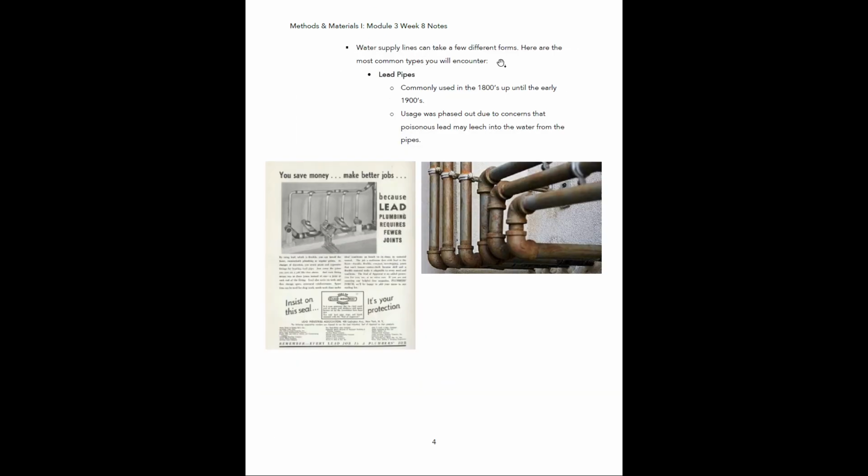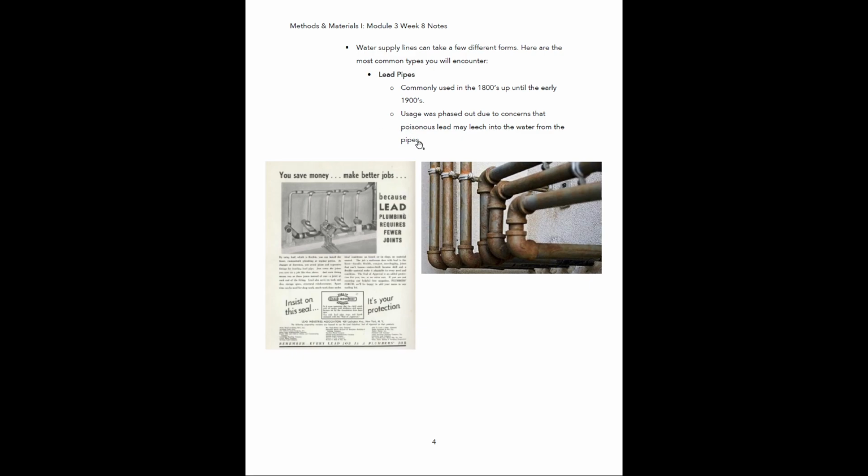Water supply lines can take a few different forms. So here are the most common types of water supply lines you're going to be encountering. First we have lead pipes, and this is one of the oldest types of water supply lines that there is. These were commonly used in the 1800s up until the early 1900s, but then eventually the usage of them was phased out due to concerns that poisonous lead may leach into the water from the pipes themselves.